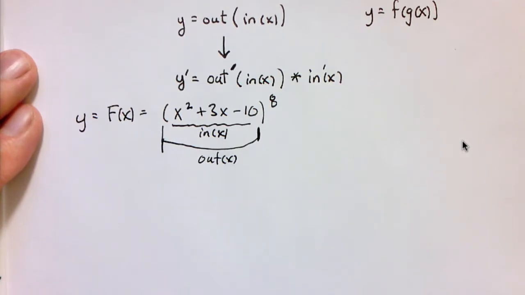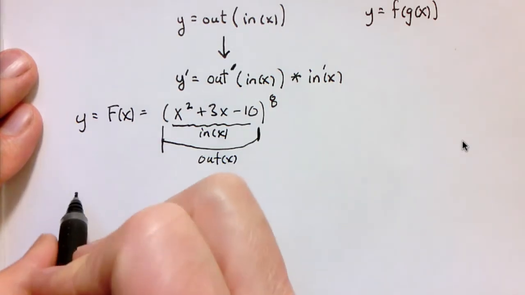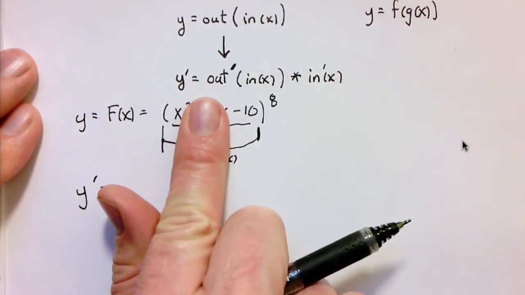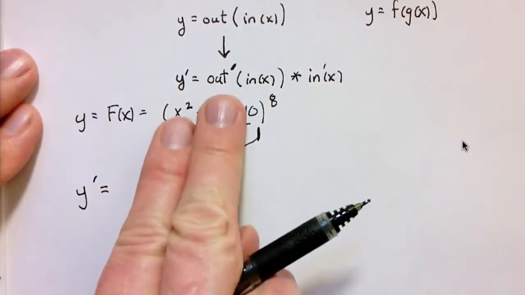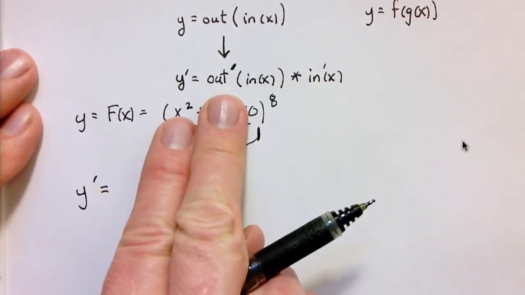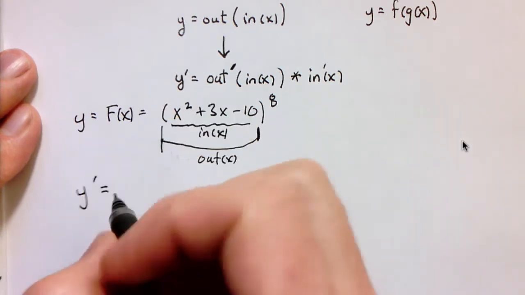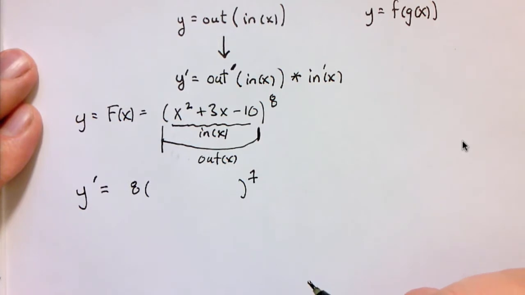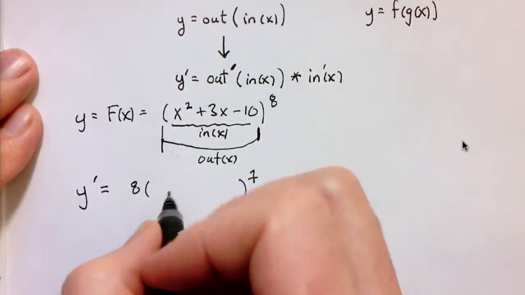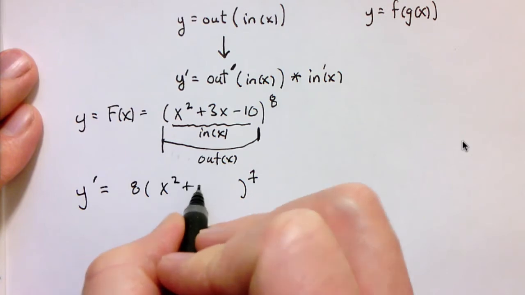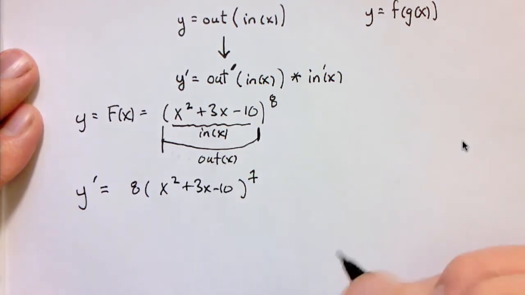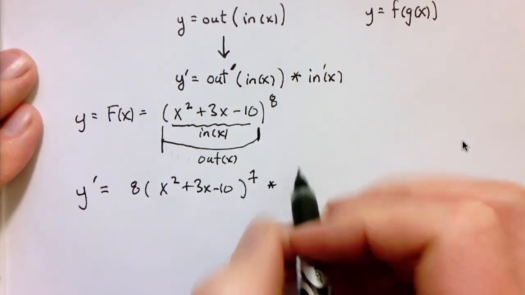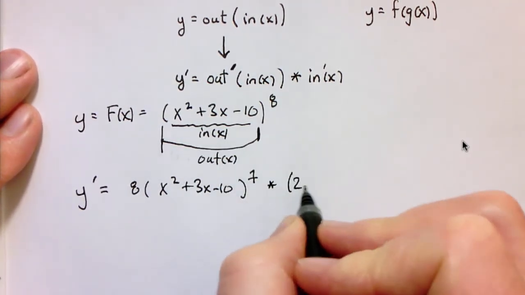Okay, so to take the derivative, here's how the chain rule works. I cover up what's on the inside, leave the inside function alone. I'm going to differentiate the outside function. The derivative of something to the 8th power is 8 times that something to the 7th. Doesn't matter what's on the inside. Leave the inside alone. And then I have to multiply by the derivative of the inside. The derivative of the inside, 2x plus 3.